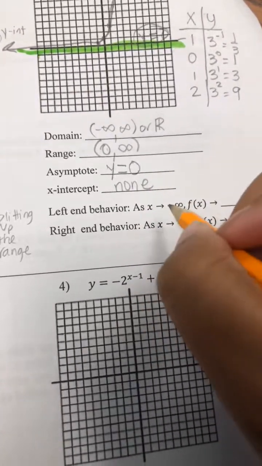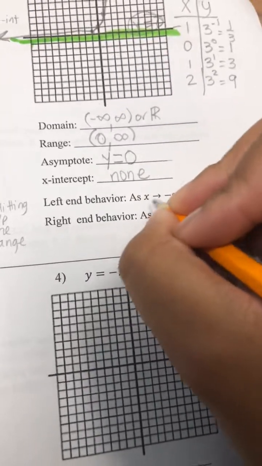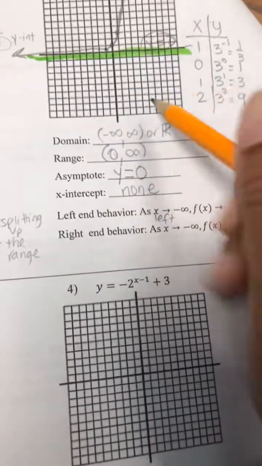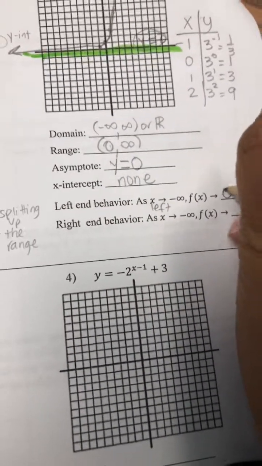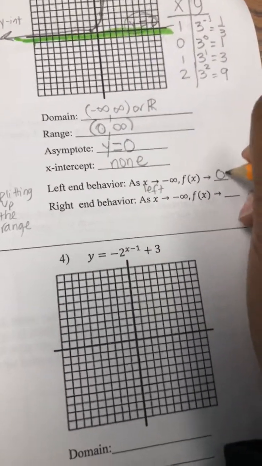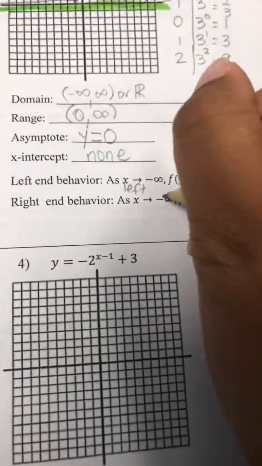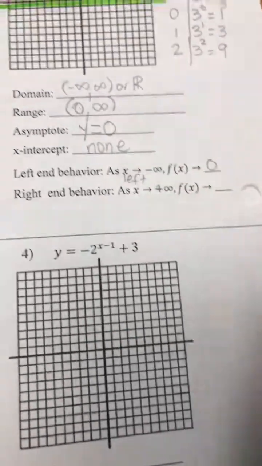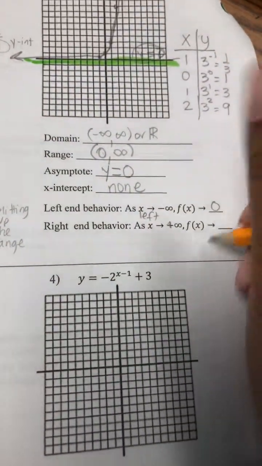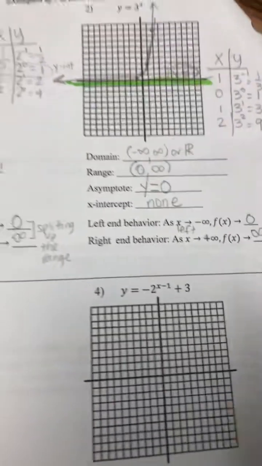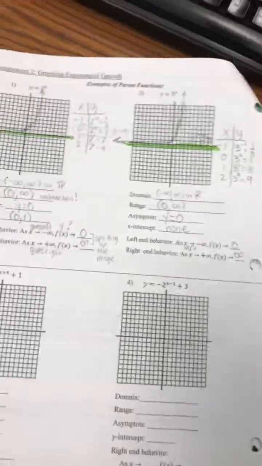All right, left end behavior. As we go to the left, this graph is going to get really close to 0. So the arrow means it approaches 0, doesn't mean that it touches 0. And then this should be positive again. So as we go to the right, this graph is going up to infinity. So you're basically, again, splitting up the range. So those are the parent graphs.